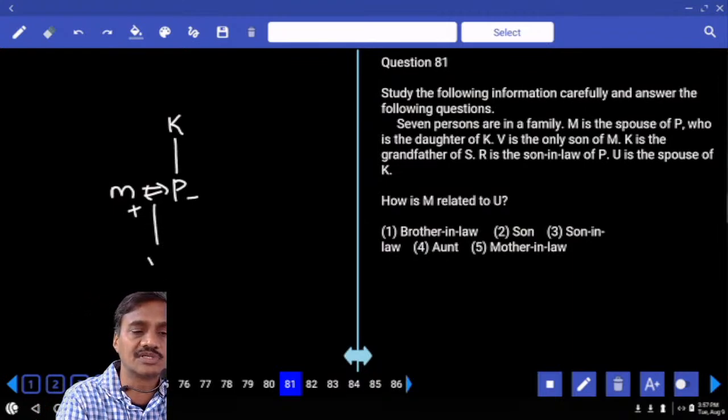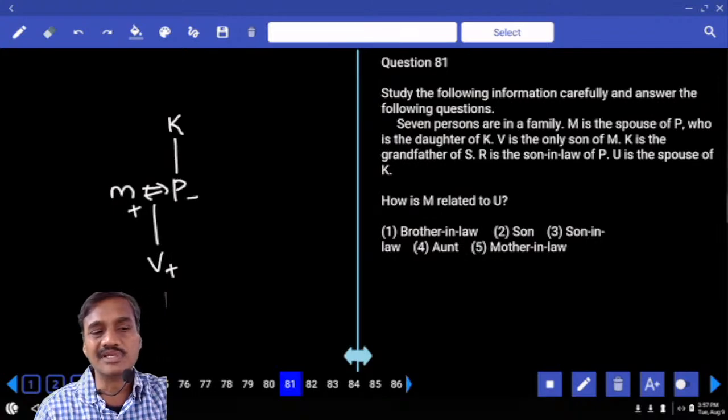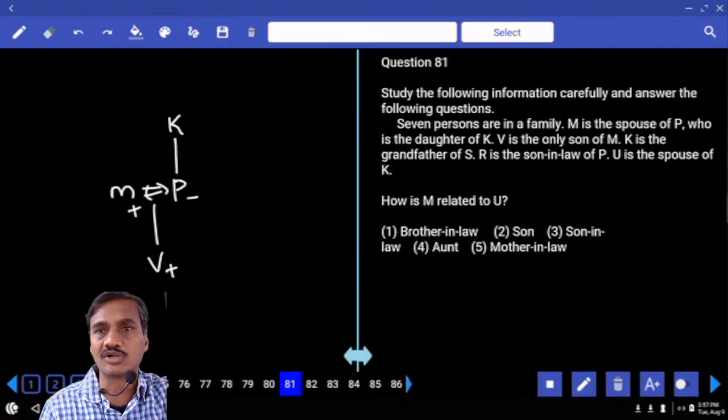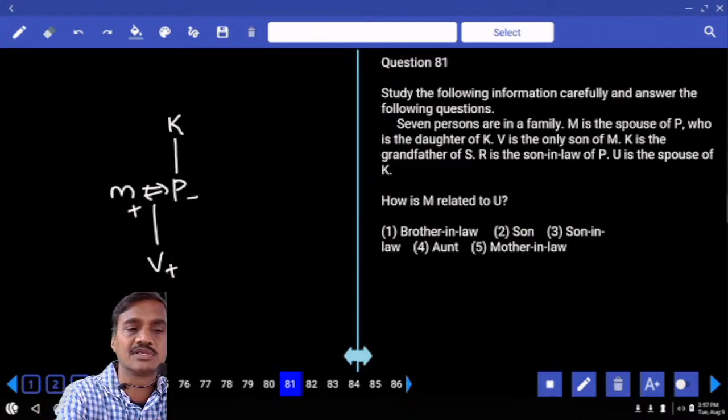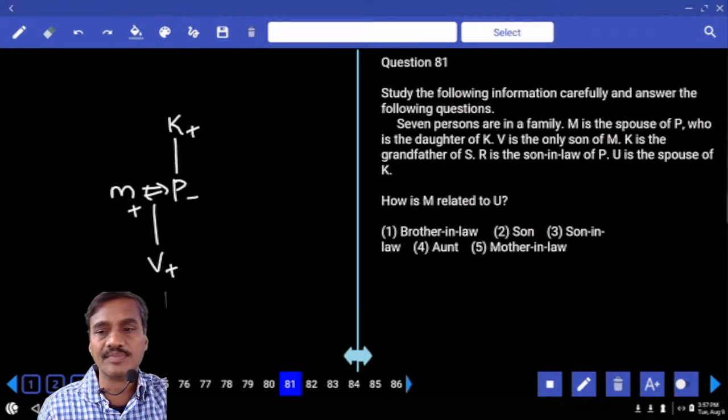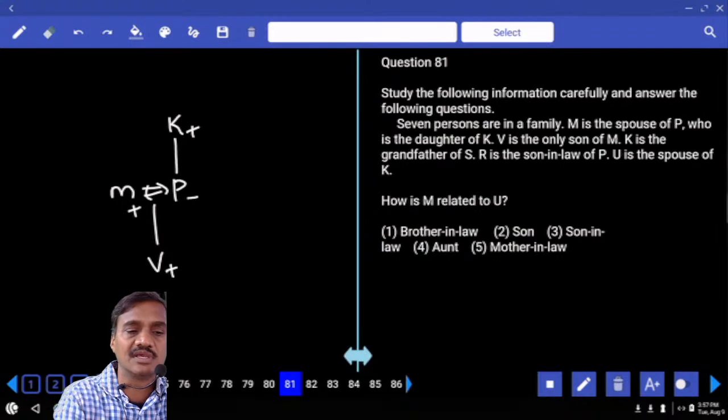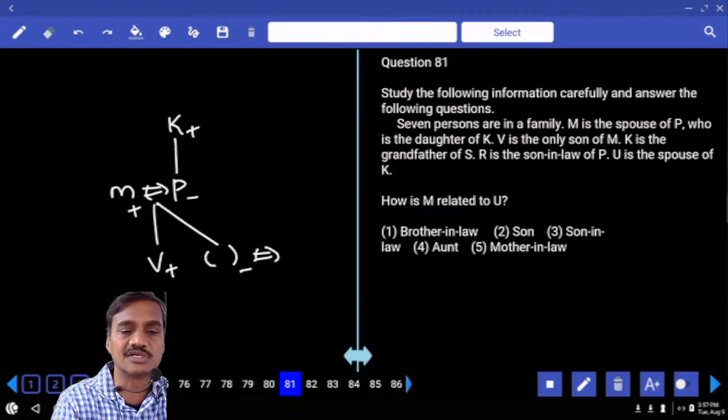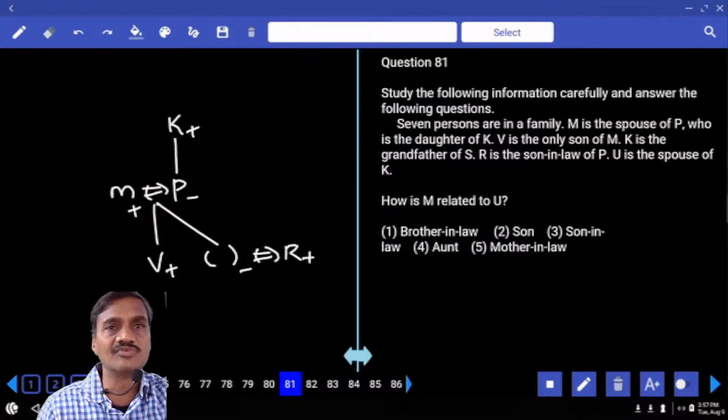Now who is the only son? V is the only son. How many daughters M has is not clear, whereas the son is only one, that is V. And K is the grandfather of S. K is the grandfather, which means K is a male. R is the son-in-law of P. As R is the son-in-law of P, hence P's daughter's husband is R.